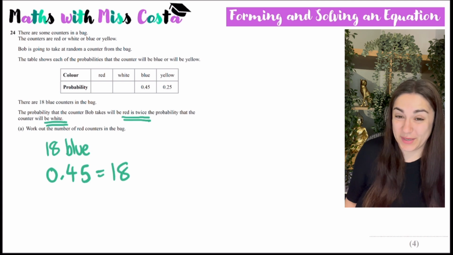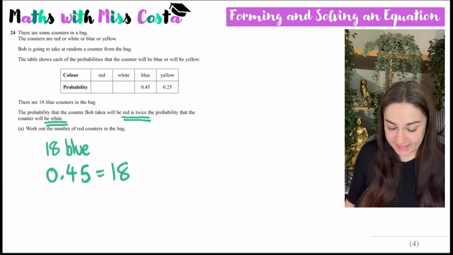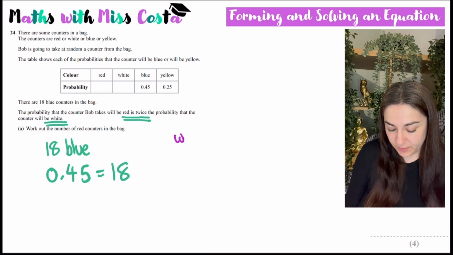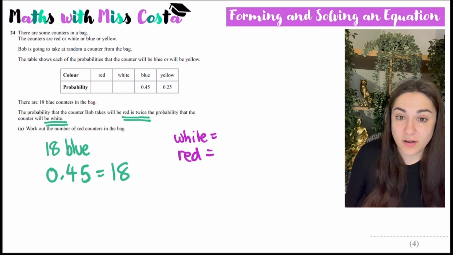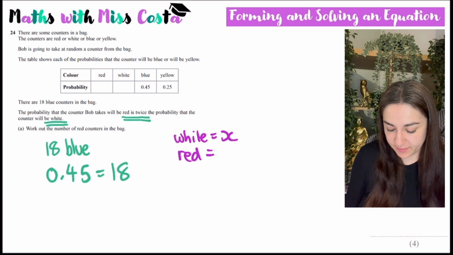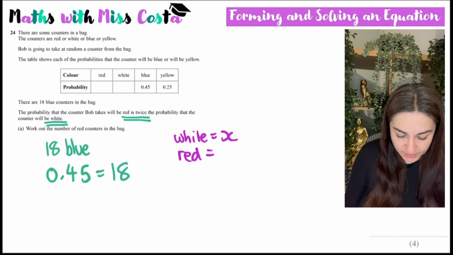So what I want to do here is think to myself, I don't actually know what the probability of it being white will be. If I don't know something, I can use algebra. So I can just say the probability is going to be X.